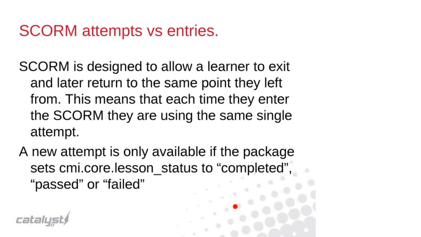So if the first time they enter, they get a grade of 20, and the second time they enter, they get a grade of 40, that overwrites the previous grade because they're still in the same attempt. It doesn't keep a record of the grade within a single attempt. You only get one grade for that particular attempt.